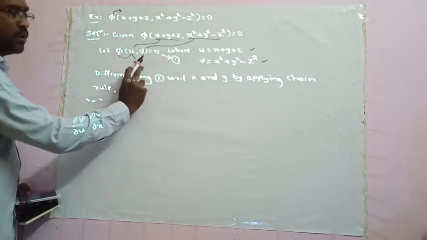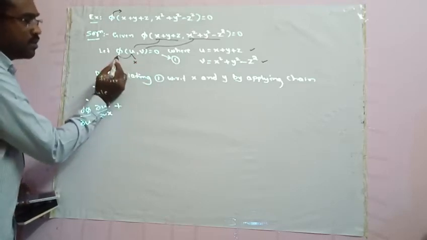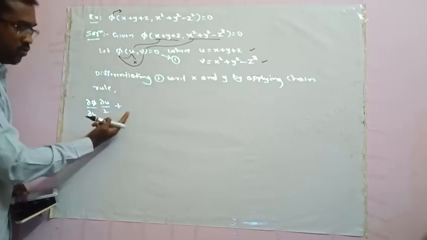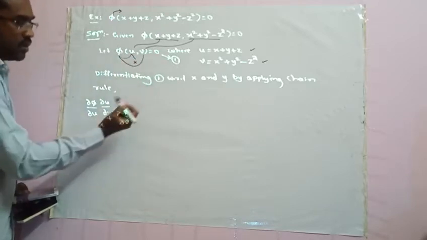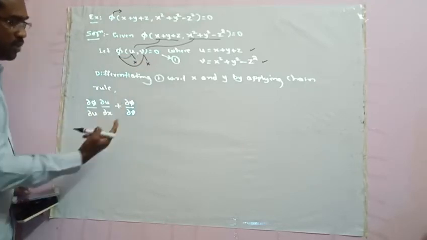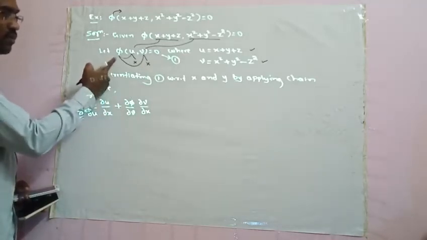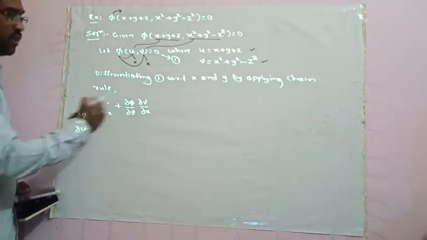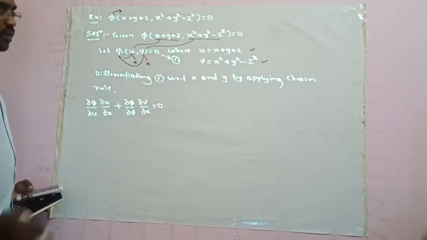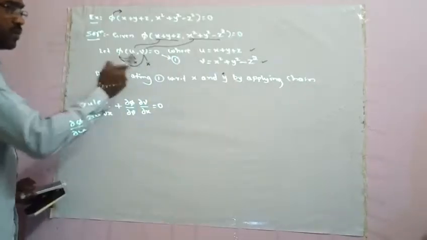Then one more variable v is there, for that we write plus dou phi by dou v into dou v by dou x. So this is the differentiation of phi with respect to x, which is equal to 0. Now let us differentiate with respect to y.